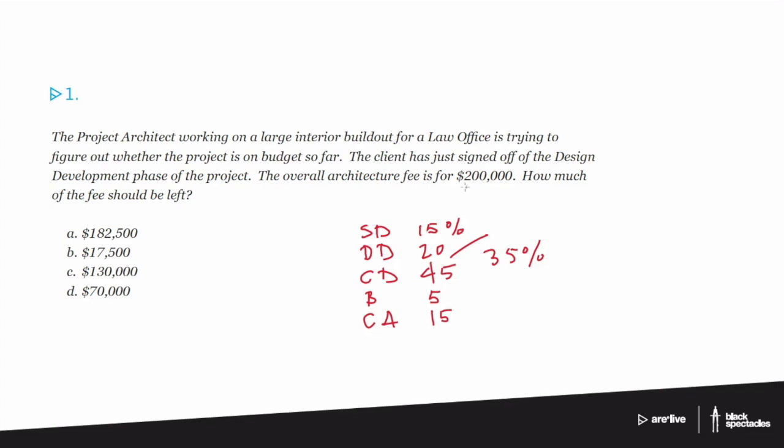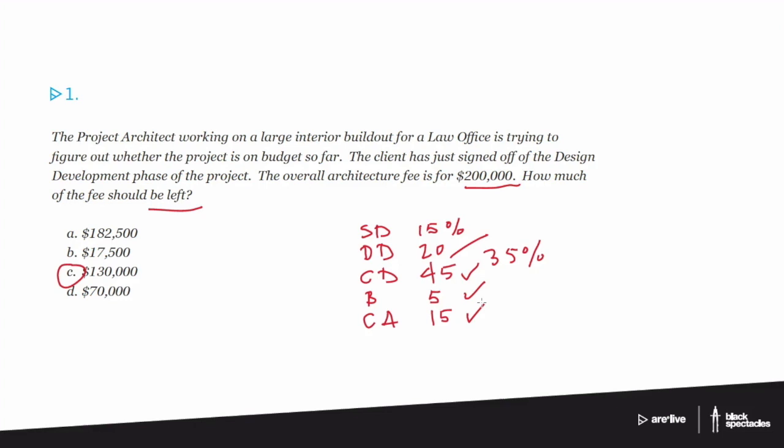So if the overall budget is $200,000, that means we've spent, in terms of time, about $70,000, but the question is how much should be left? So the answer is C, $130,000 of our fee is left. And with that $130,000, we're going to fulfill the CD phase, the bidding phase, and all of the construction administration phase.